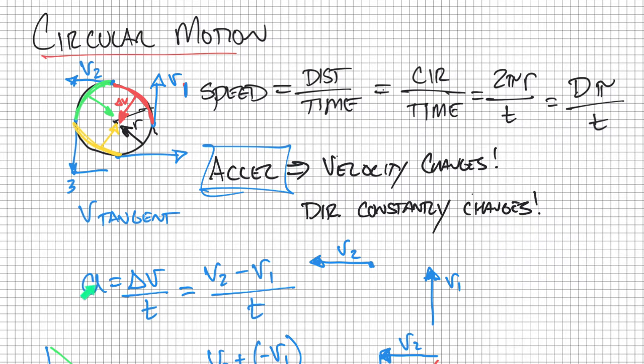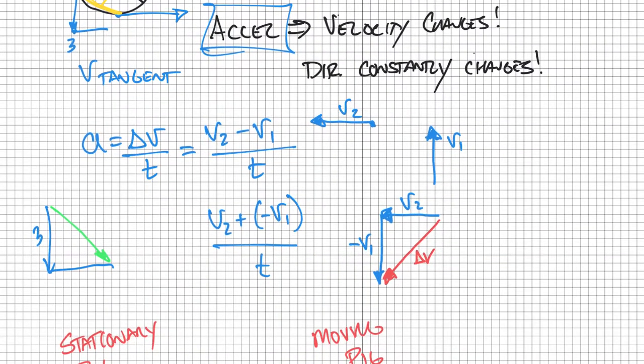we said acceleration is a change in velocity divided by time, which in this case would be velocity 2 minus velocity 1 divided by time. So in terms of vectors, velocity 2 points to the left, velocity 1 points upwards. If we do 2 minus 1, that's the same thing as doing velocity 2 plus a negative velocity 1. So if we add these two together, and this would be the direction of my change in velocity.